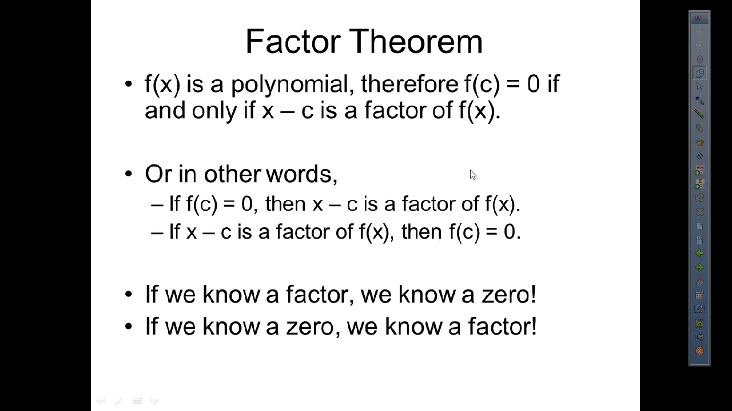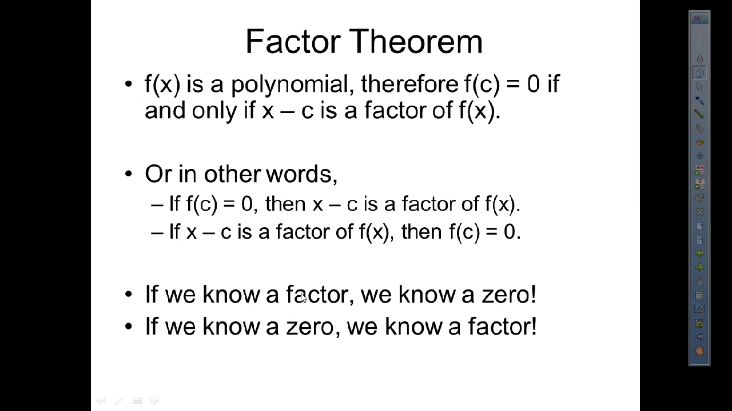Now, the factor theorem says that if f of x is a polynomial, then f of c equals 0 if and only if x minus c is a factor of f of x, and factor means it's going to divide in evenly. In other words, if f of c equals 0, then x minus c is a factor of f of x. If x minus c is a factor of f of x, then f of c equals 0.